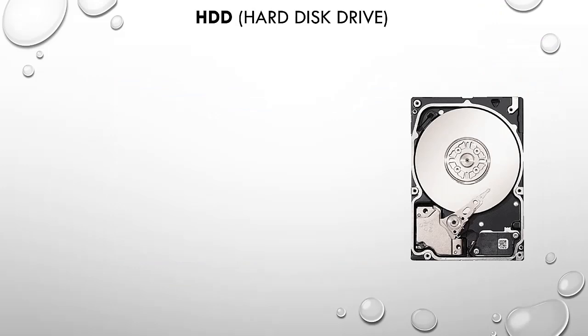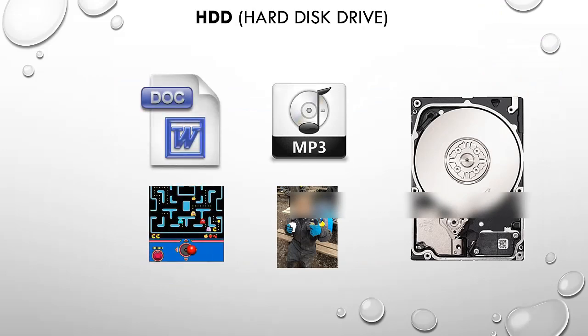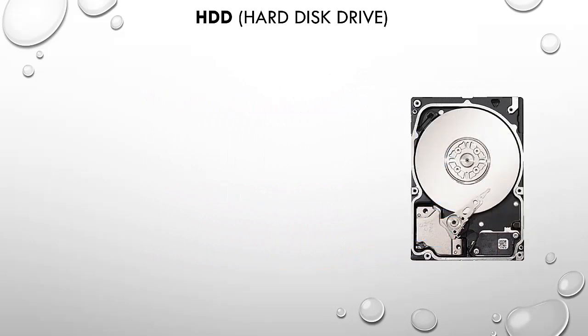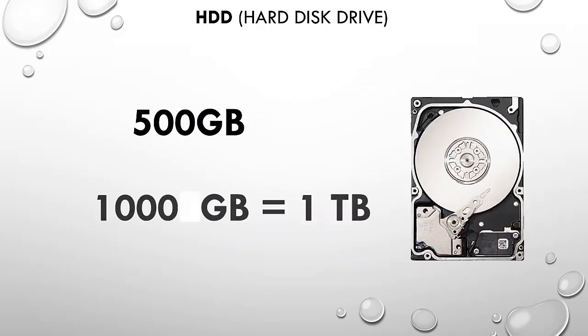Let's move on to the hard drive. This is where I store all of my important files like music, pictures, documents and video games. Today it's common to have hard drives that can store hundreds of gigabytes. An average computer will have a hard drive storage of around 500 gigabytes or even 1000 gigabytes, which is known as a terabyte.